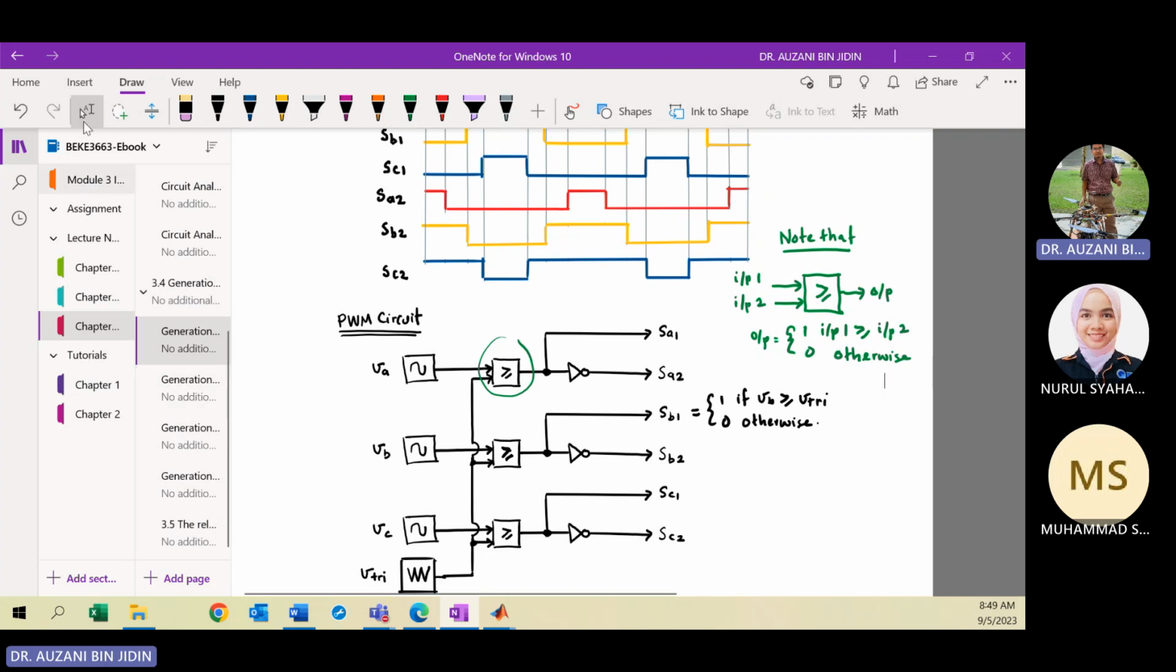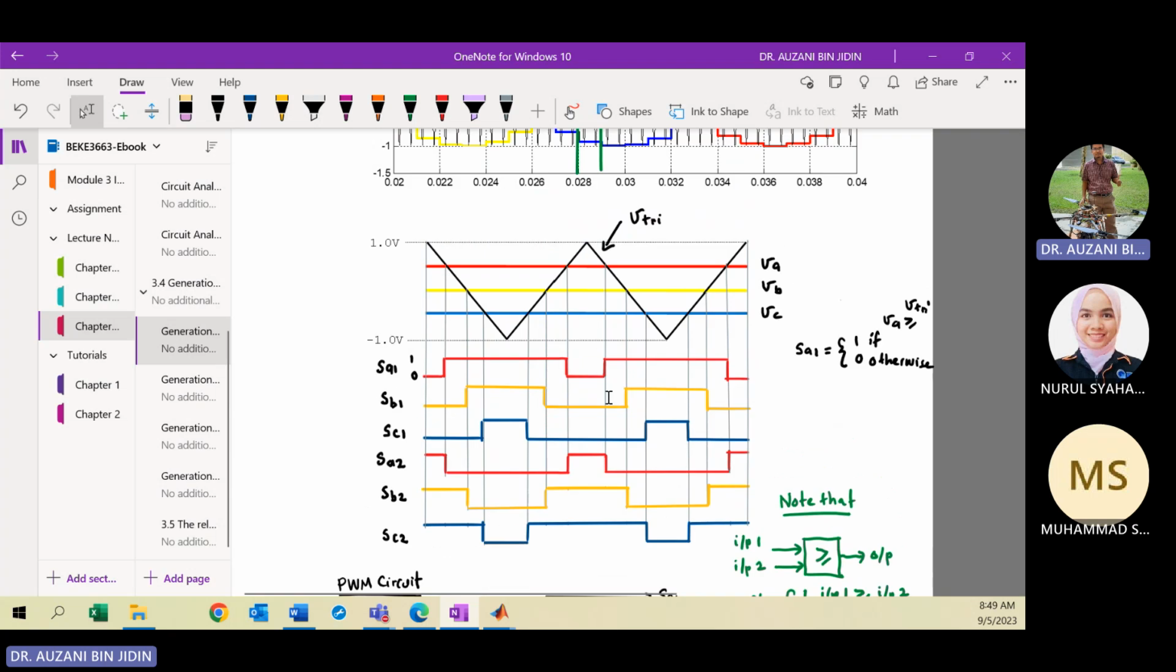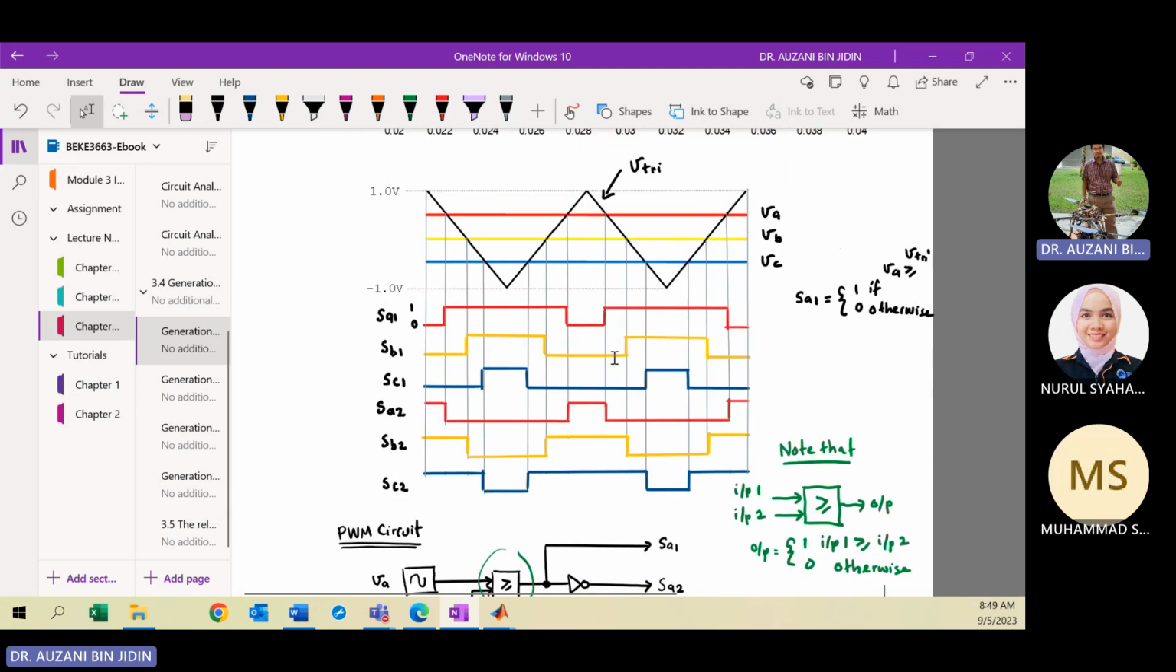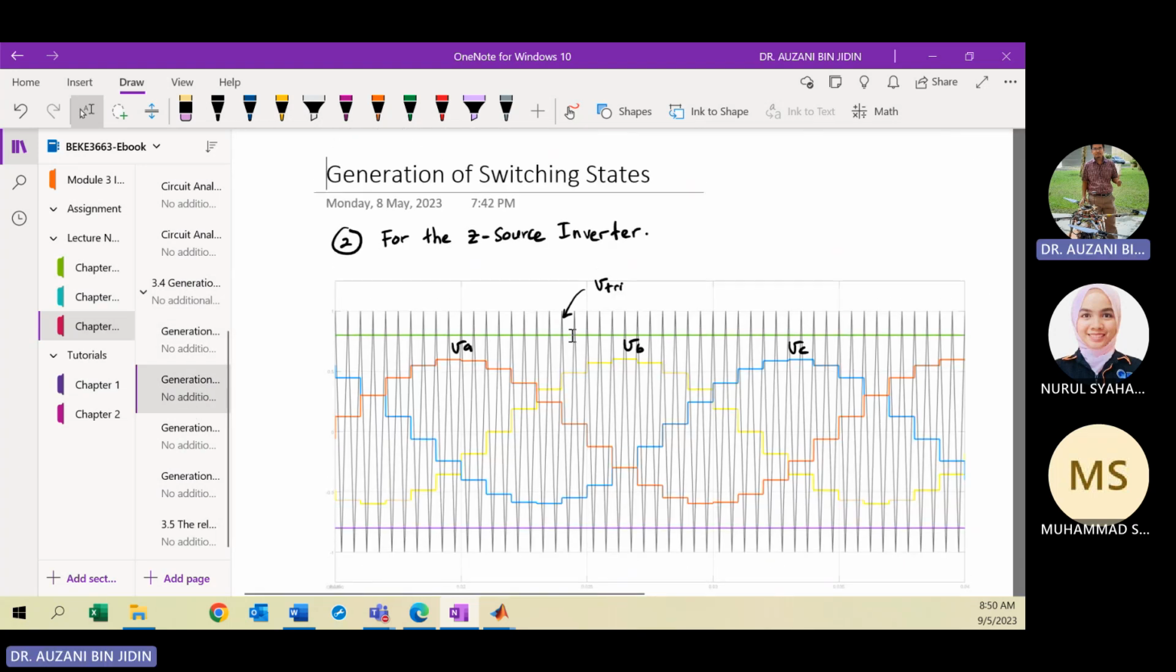Okay, make sure you know how to sketch the waveform here, the generation of the switching state based on comparison of the modulation and triangular signals. Then you need to know how to sketch or construct the circuit. Then we move to the Z source.